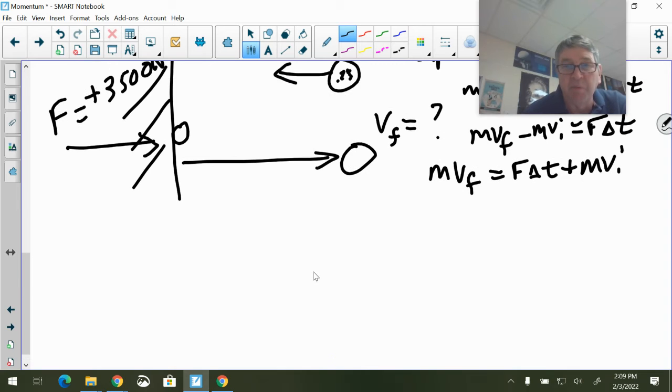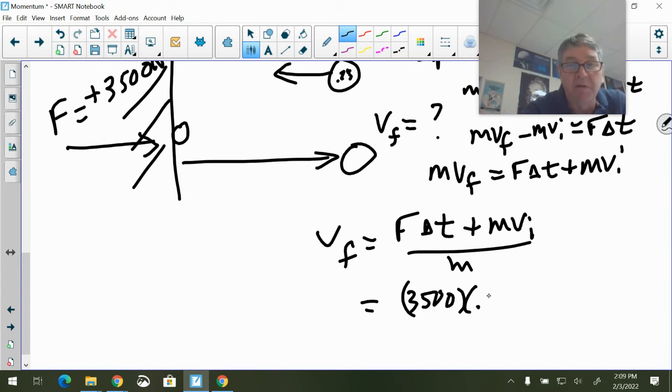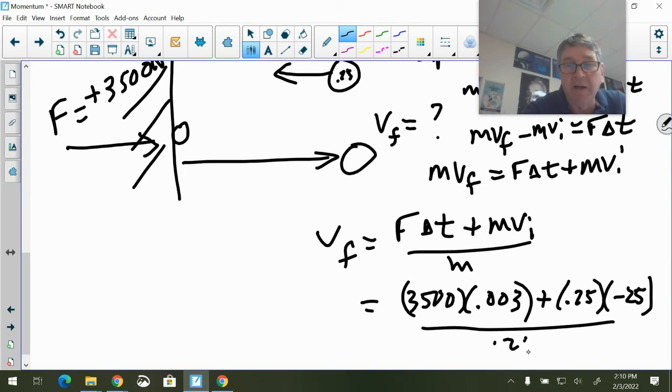We extend the page here a little bit. So I'm going to solve for vf equals F delta t plus mvi over m. Now when I put the numbers in, again, because the ball is bouncing off, it's going to go to the east. I expect this to be positive. So 3,500 is my force. My time in action on the ball was 0.003. My mass of the ball is 0.25. The initial velocity, again, was negative 25. That's important. And then again, my mass will be 0.25.